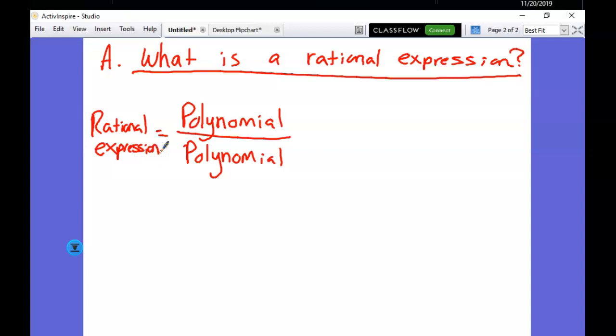So what is a rational expression? It's basically when you take two polynomials and you make a fraction out of them. So today's topic, guys, we're just basically going to be learning how to simplify these things today. Simplify rational expressions. So what it boils down to is reducing.